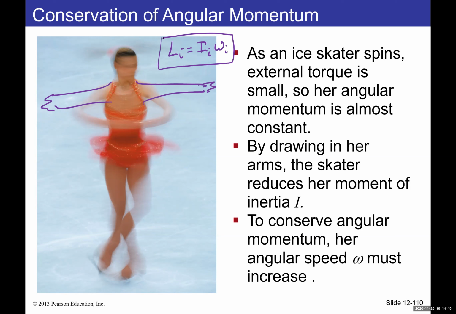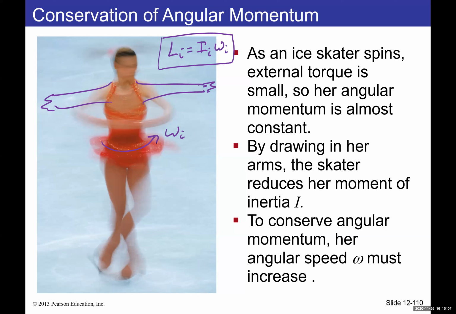So what we have here, if you remember, the moment of inertia depends on the shape of the object and how the mass is distributed. The way that she distributed her mass right now, with the arms extended, the moment of inertia is actually large. And let's say she's spinning here with some omega initial.